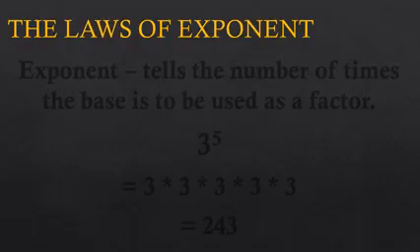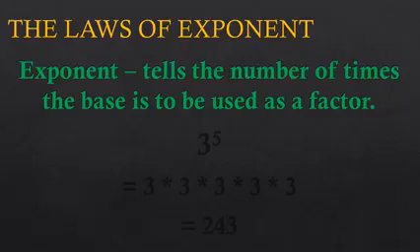Mathematics is much easier when notation is concise and convenient. The exponent is an excellent example of good mathematical notation. It is a convenient way to express repeated multiplication. So by definition, exponent tells the number of times the base is to be used as a factor.